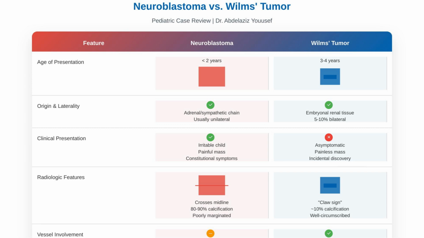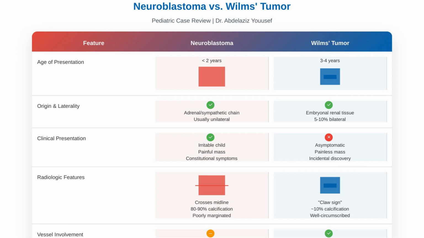Neuroblastoma typically presents in children under 2 years, originates from adrenal or sympathetic chain tissue, and manifests with an irritable child, painful mass, and constitutional symptoms. Radiologically, it crosses the midline, shows 80 to 90% calcification, and is poorly marginated. It encases but does not invade vessels, with elevated urinary VMA and HVA in 90% of cases.